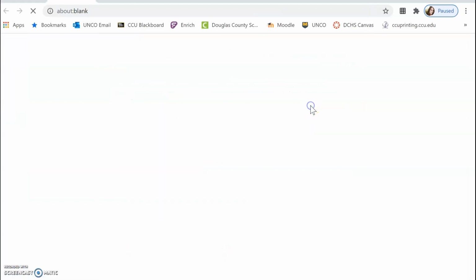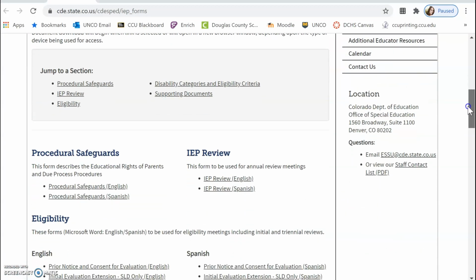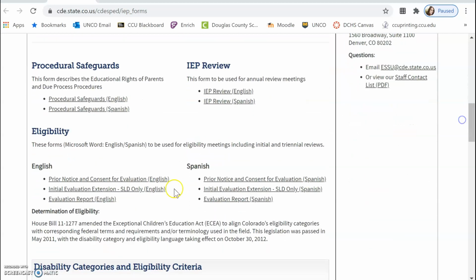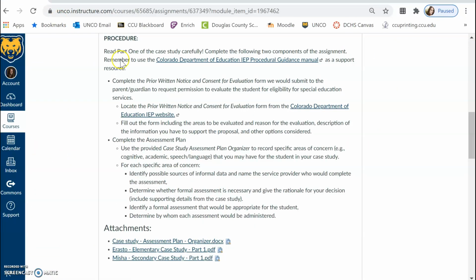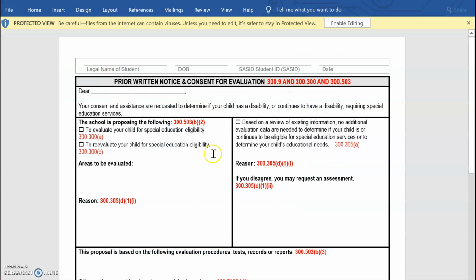So the prior written notice form is on the website for the Colorado Department of Education, and you can find it here. So we're looking for prior written notice and consent for evaluation. Those are the 2 things that you're going to fill out for this assignment, the prior written notice form and then the assessment plan, which is provided to you down here. So prior written notice, we'll walk through this one here.